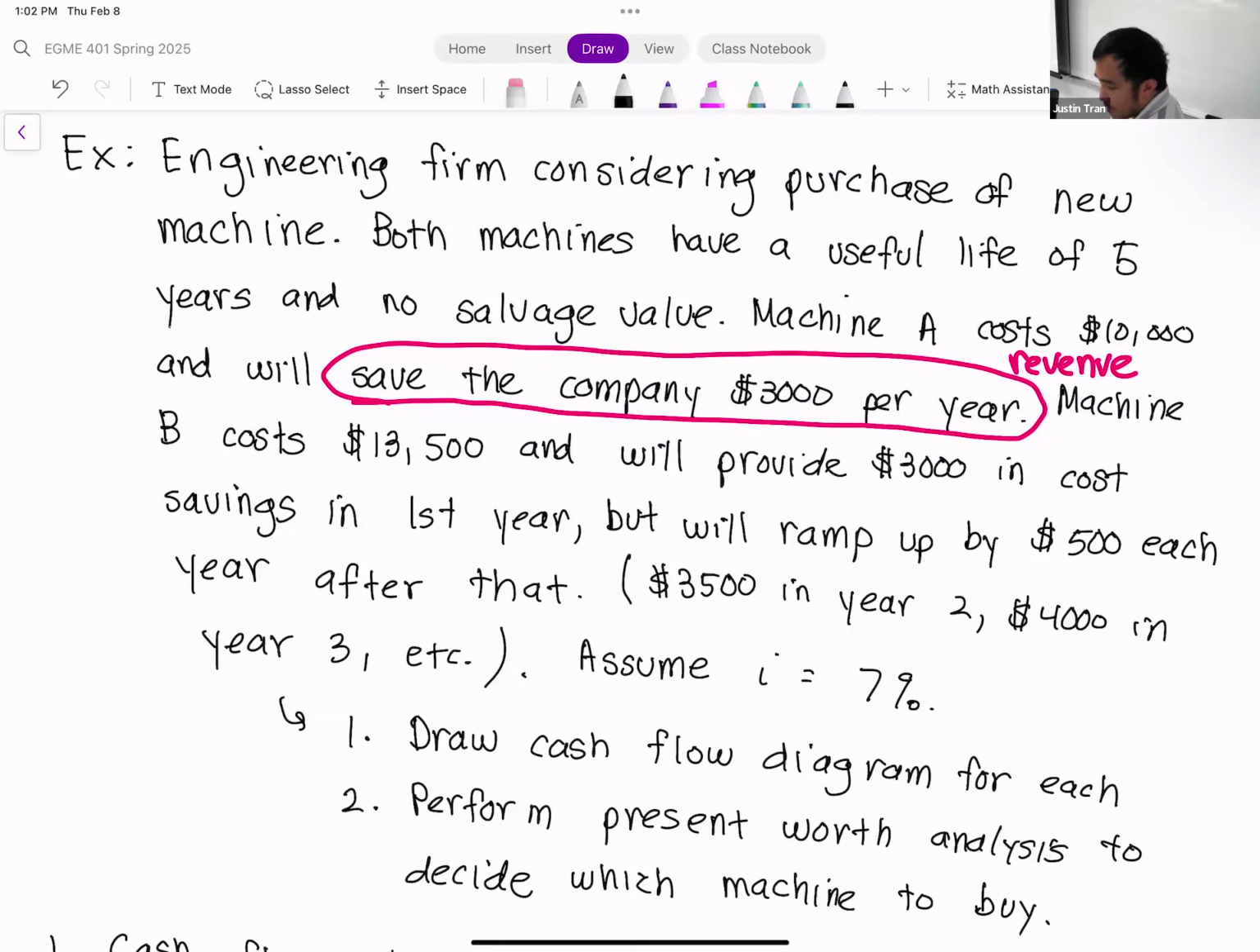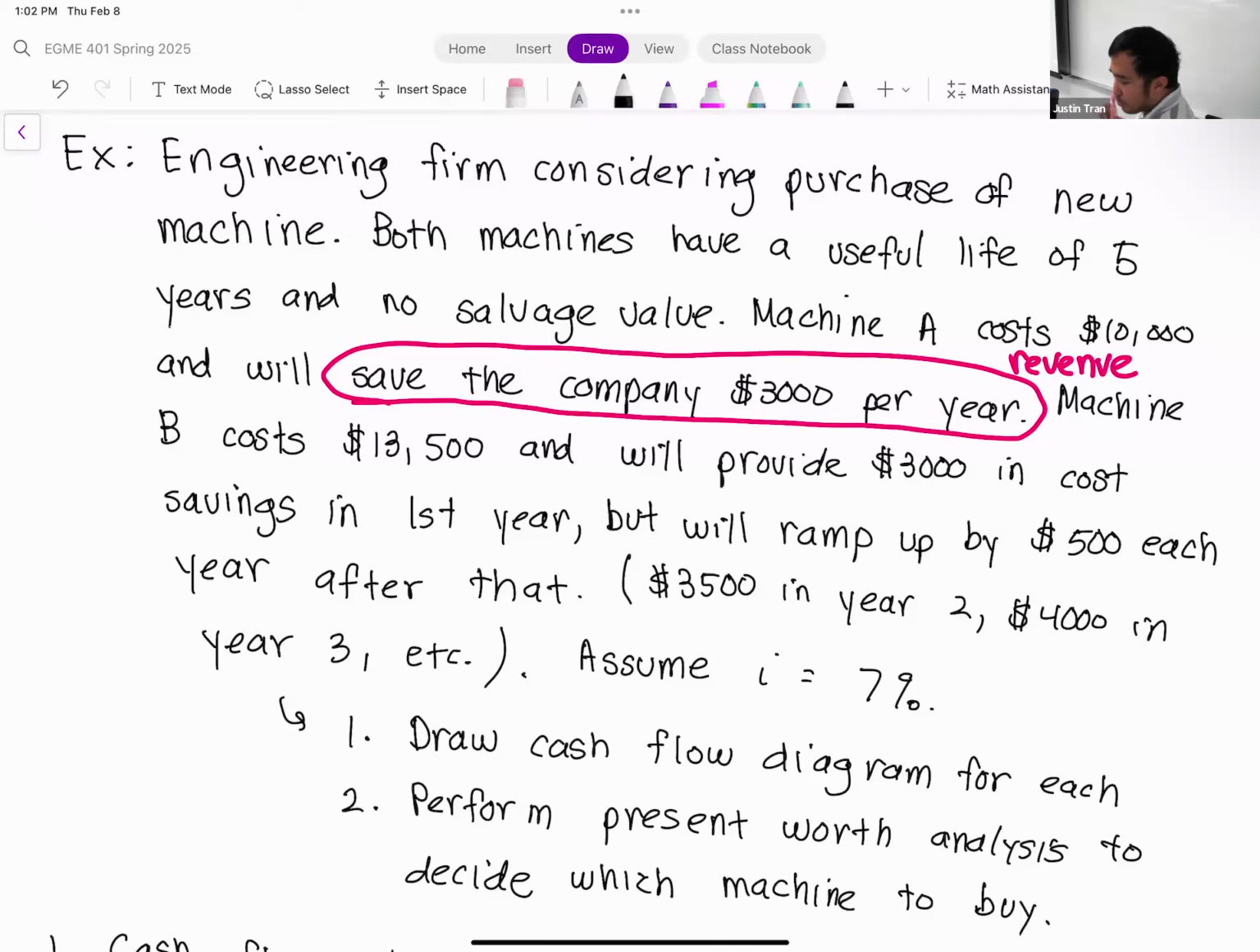And so an engineering company is considering the purchase of 2 different machines. Okay. Both machines are going to perform the same, and so they're going to fulfill their role the same way. The main difference between them is their cost. Okay. So machine A has an initial cost of $10,000, and it's going to have $3,000 a year of revenue. Okay. You're comparing that to machine B, which has a higher initial cost. So machine B costs $13,500.